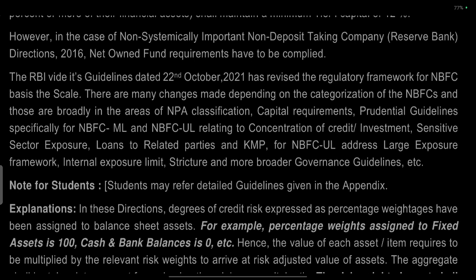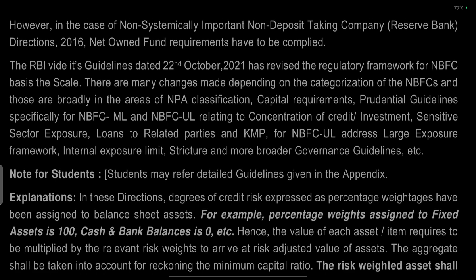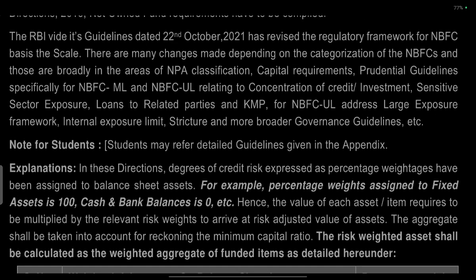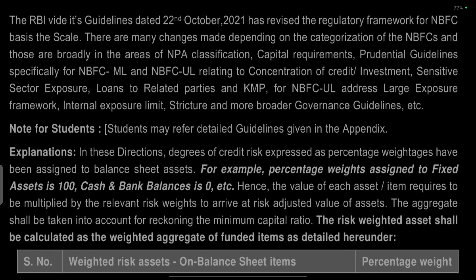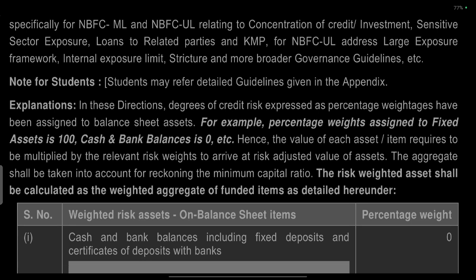The RBI, via the guidelines dated 22nd October 2021, has revised the regulatory framework of NBFCs based on scale. There are many changes made depending upon the category of NBFCs, and they are broadly in the areas of NBFC classification, capital requirement, prudential guidelines specifically for NBFC-ML and NBFC-UL, concentration of credit and investment, sensitive sector exposure, loans to related parties and KMP, and NBFC-UL will address the large exposure framework, internal exposure limits, and stricter and broader governance guidance.